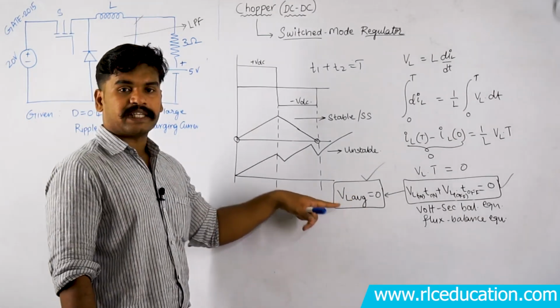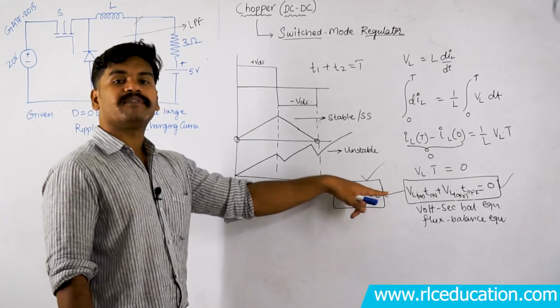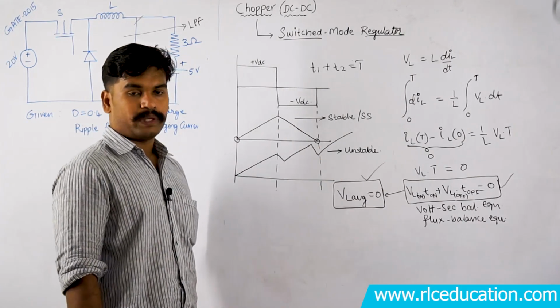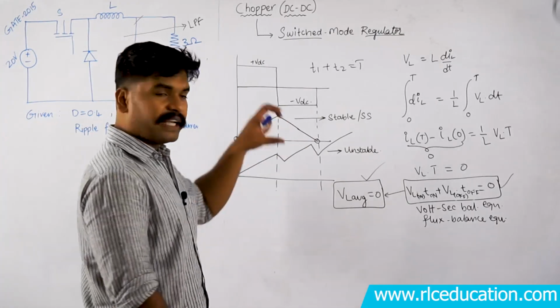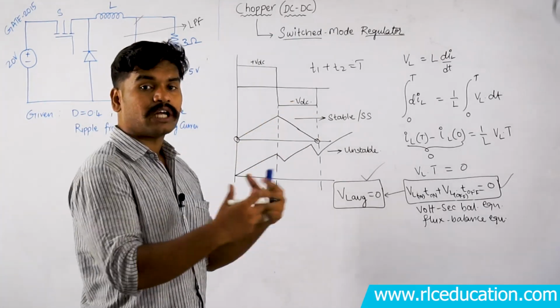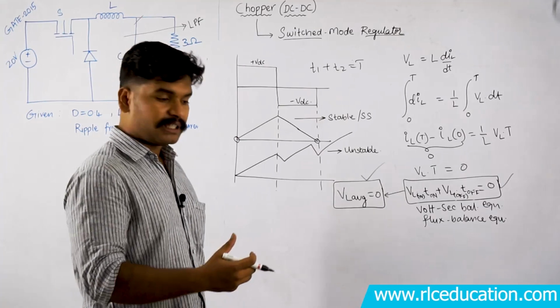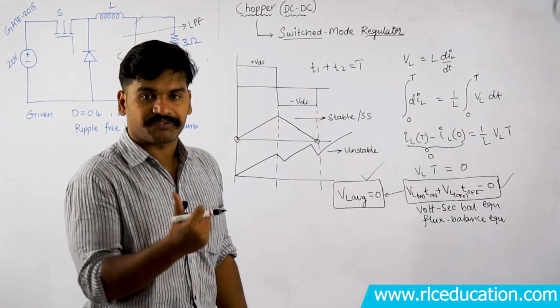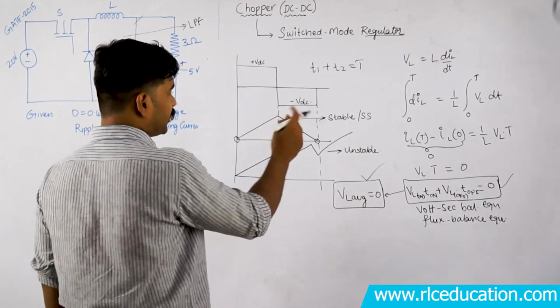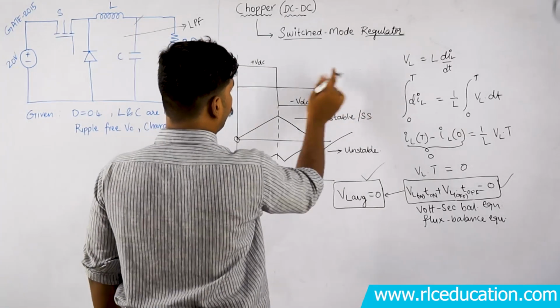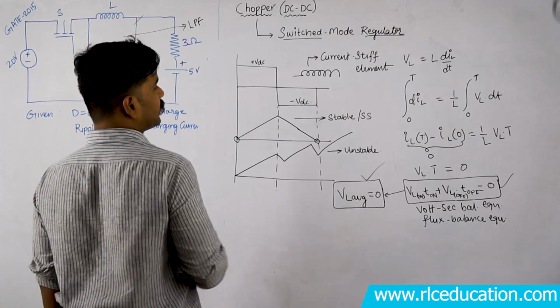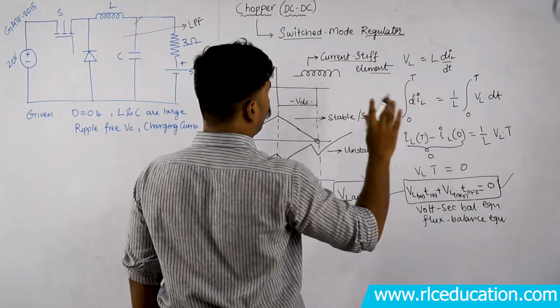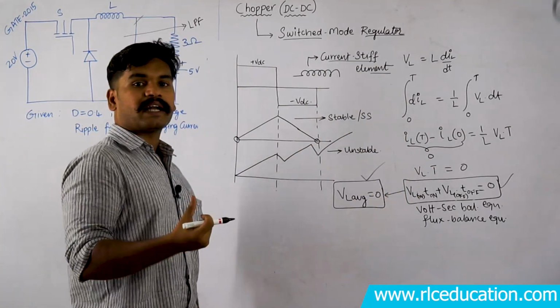So under steady state, the VL average will always be equal to 0. But you see here, the inductor has that behavior of not allowing changes in current. That means it always tries to maintain current stiff. Therefore, an inductor is also called a current stiff element. That means it always tries to maintain the current stiff.